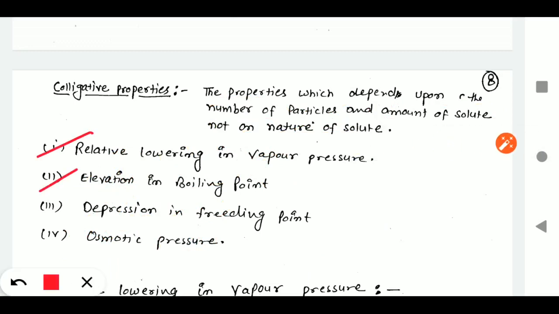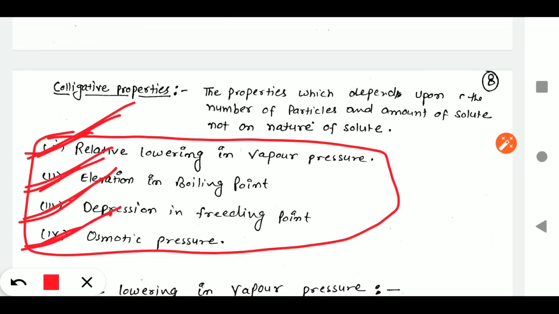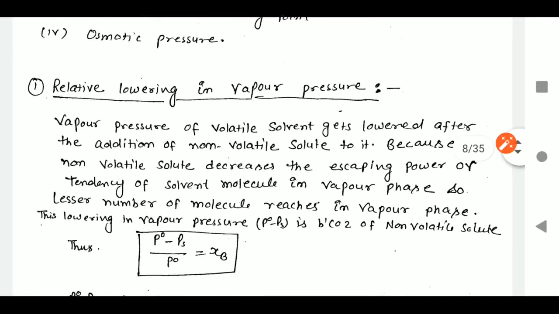So these are of 4 types, students. The rest of the chapter is based on these colligative properties. First is relative lowering in vapor pressure, second is elevation in boiling point, third is depression in freezing point, and fourth and last is osmotic pressure. We will discuss them one by one. First is relative lowering in vapor pressure.